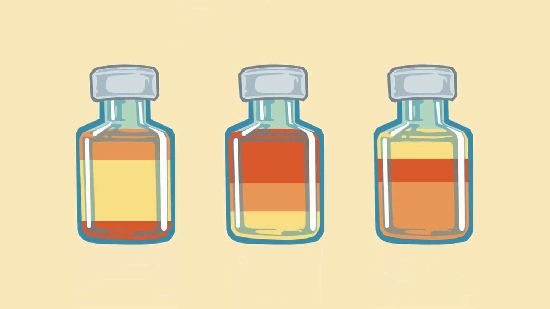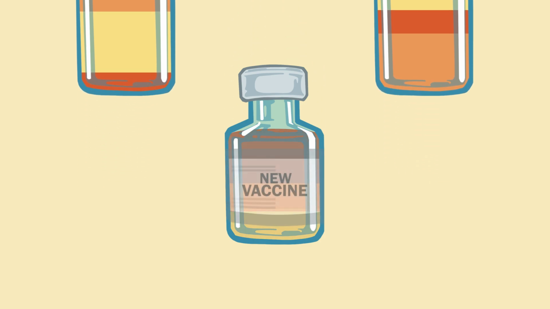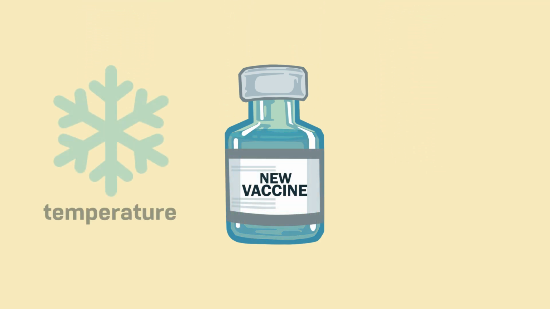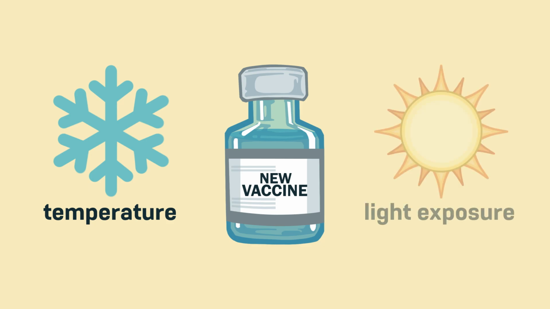Because there are different types of vaccines that all contain different combinations of ingredients, every vaccine is unique and requires different storage conditions. 2 important conditions that must be monitored when storing vaccines are temperature and light exposure.